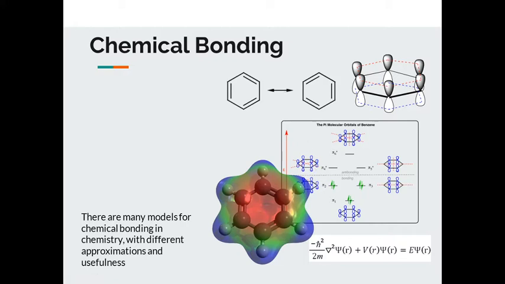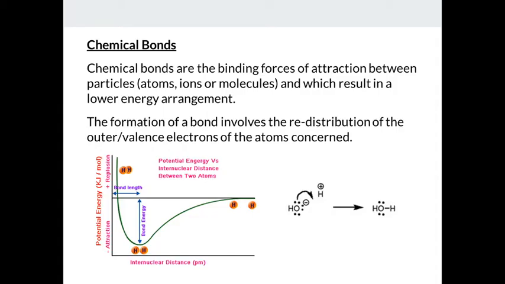So let us begin. Chemical bonds are the binding forces of attraction between particles, which can be atoms, ions or molecules, and which result in a lower energy arrangement. The formation of a bond involves the redistribution of the outer or valence electrons of the atoms concerned. So one way to depict it is through such a diagram.